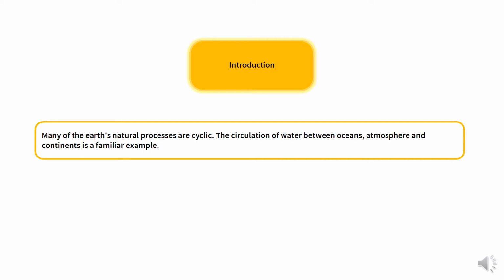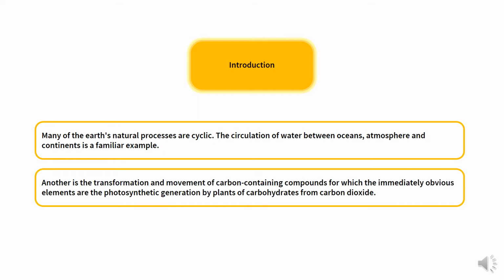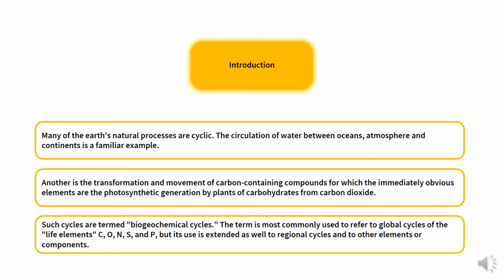Many of the Earth's natural processes are cyclic. The circulation of water between ocean, atmosphere, and continent is a familiar example. Another is the transformation and movement of carbon-containing compounds, for which the immediately obvious element is the photosynthetic generation by plants of carbohydrates from carbon dioxide. Such cycles are termed biogeochemical cycles.